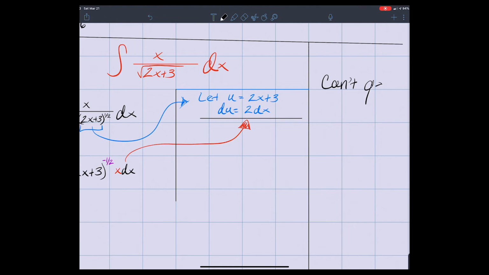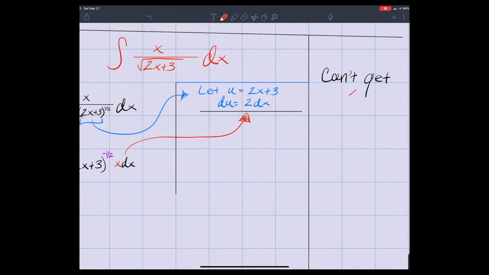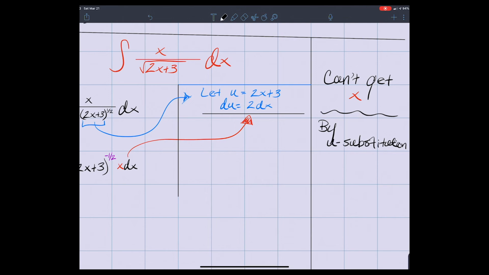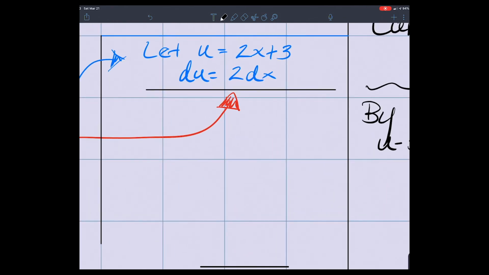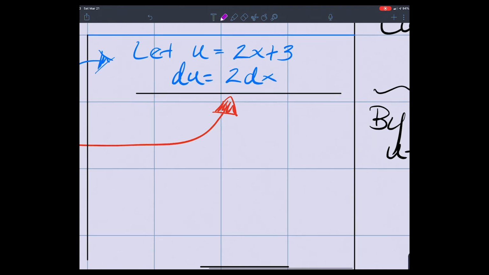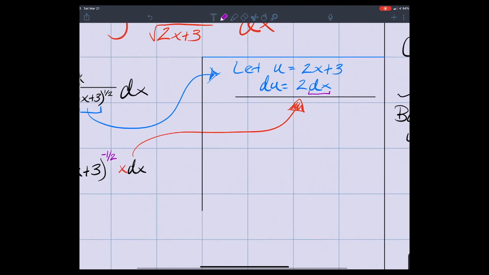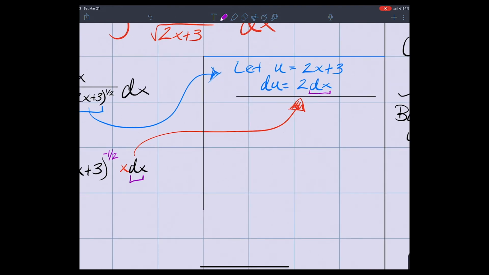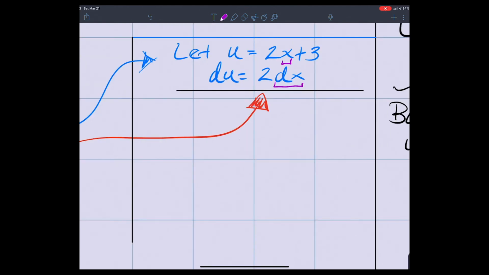So, can't get x, right? I can't get x. So you can list everything, but we're going to do it by substitution. And I'll even put by u-substitution. Okay, so now I'm going to solve for these other variables because I need to substitute dx for dx, and I need to solve x for x. Obviously, we have to solve for them now. And the way that we do that is just algebraically.